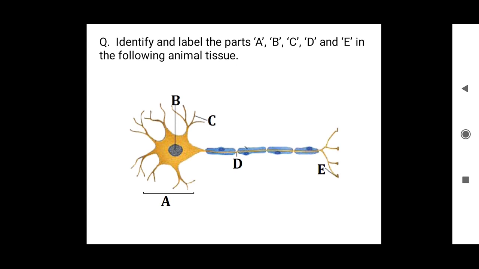In this diagram, you are asked to label the parts A, B, C, D and E. So this animal tissue is the neuron or the nerve cell. Be very careful of the spelling of neuron, where A is the cell body or the cyton, B is the nucleus, C the dendrites, D is the axon, and E is the nerve endings.